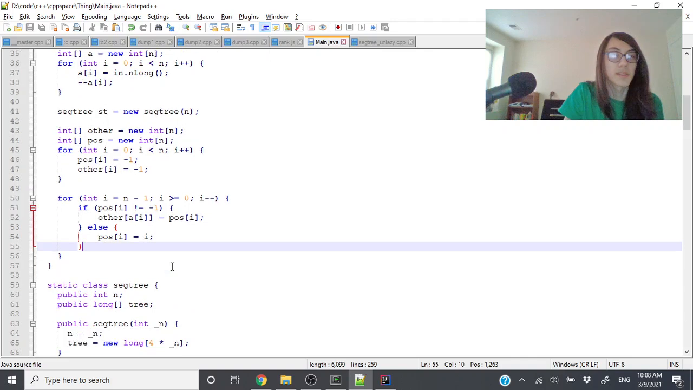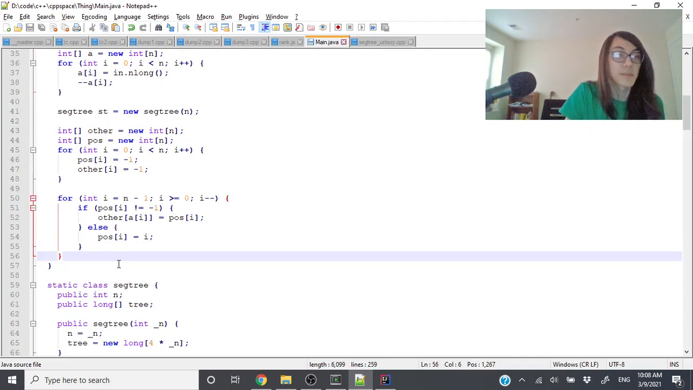Right. This was C++. There would be a better way to do this using vectors, but let's just ignore that. So if this position is not -1, then we set the other. Or if we have a previous occurrence, then we set the other occurrence to that. Otherwise, yeah.